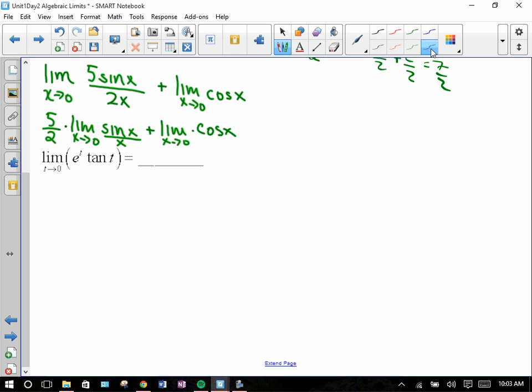So, this one is. So then what do you do? What's e to the 0 power? What's e to the 0 power? One. So, I claim that this problem is so easy that we don't even really need to do any of the problems.